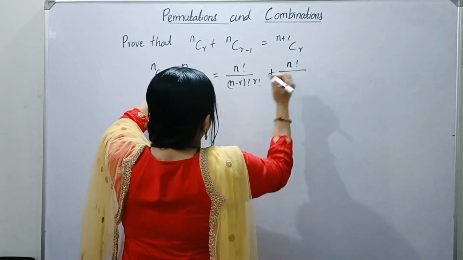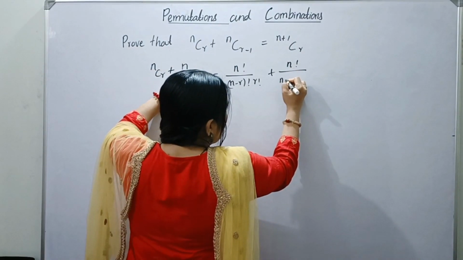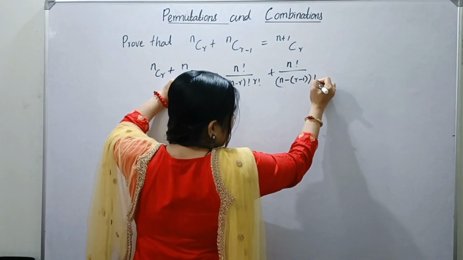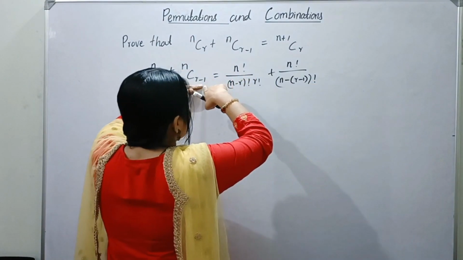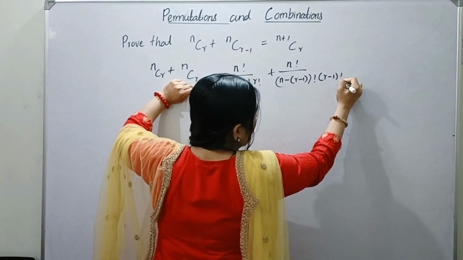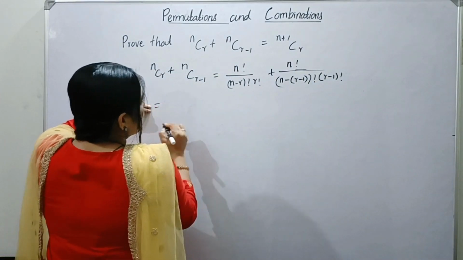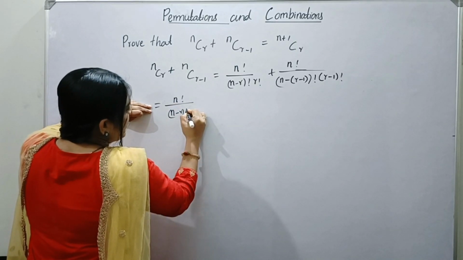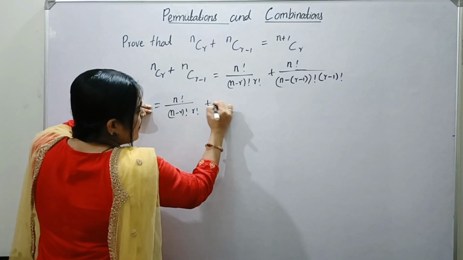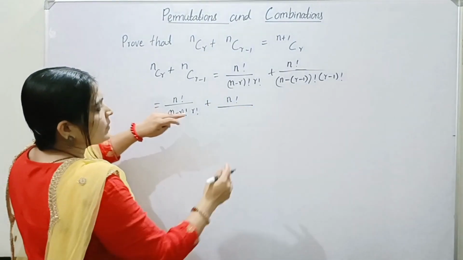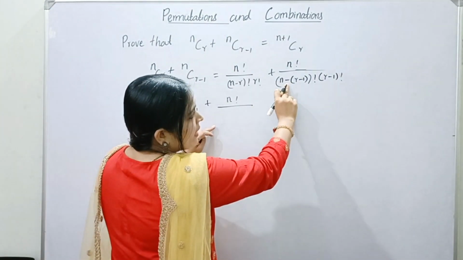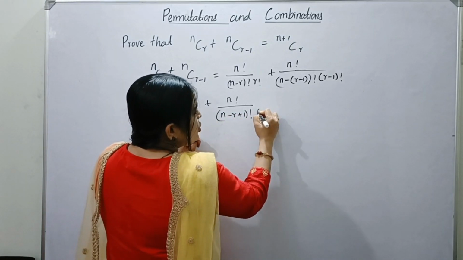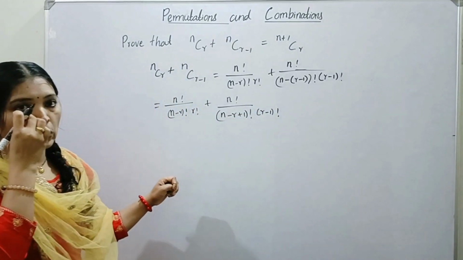n factorial divided by (n minus (r minus 1)) factorial into (r minus 1) factorial. In place of r, r minus 1, so (r minus 1) factorial. That is equal to n factorial divided by, write as it is, (n minus r) factorial into r factorial, plus n factorial divided by, here multiply the minus into each term, (n minus r plus 1) factorial into (r minus 1) factorial.